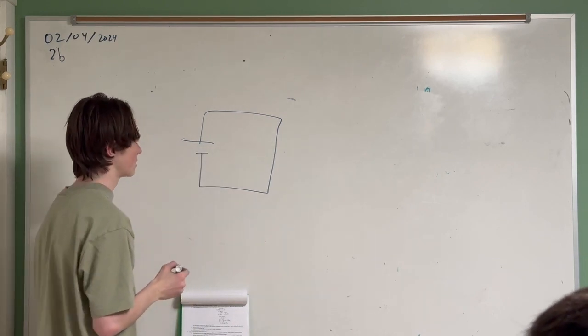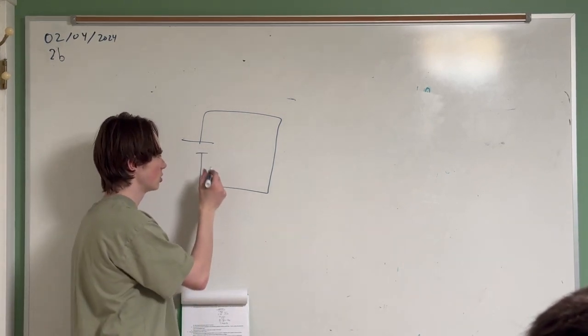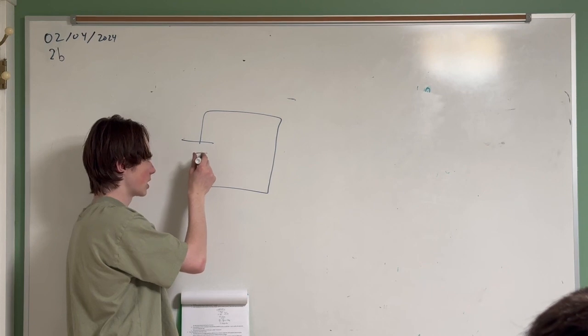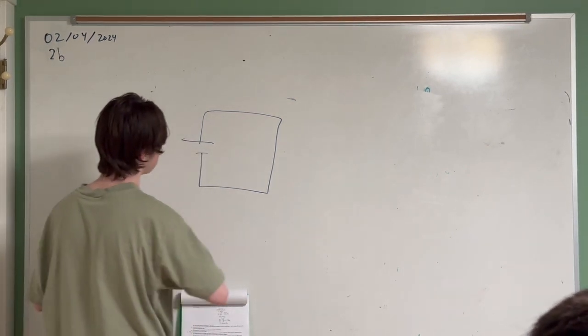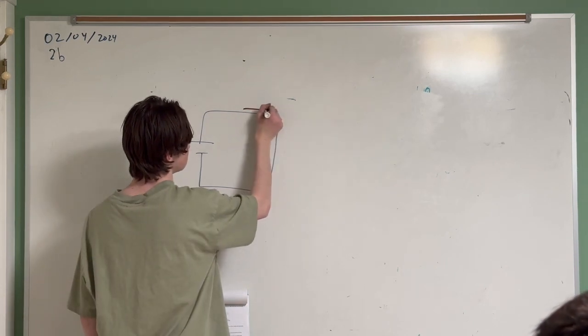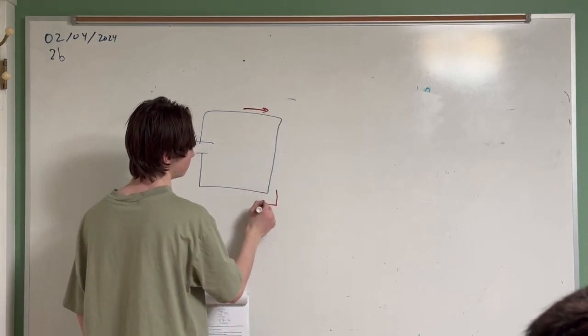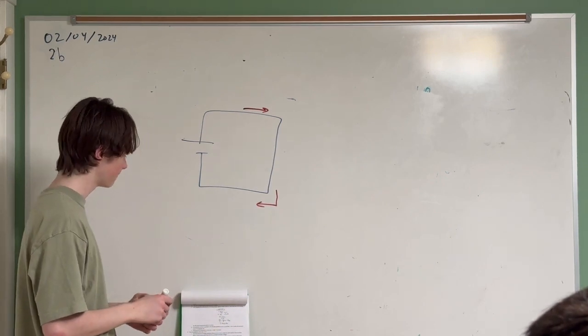So much messier than last time. Oh well. So the electrons would be moving from the negative terminal to the positive terminal, but we draw conventional current as going from the positive terminal to the negative terminal. This is the way the current's going.